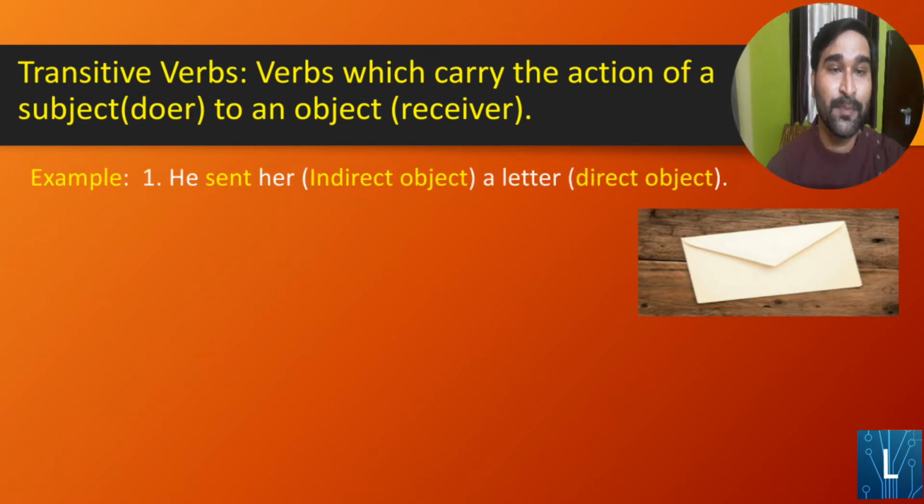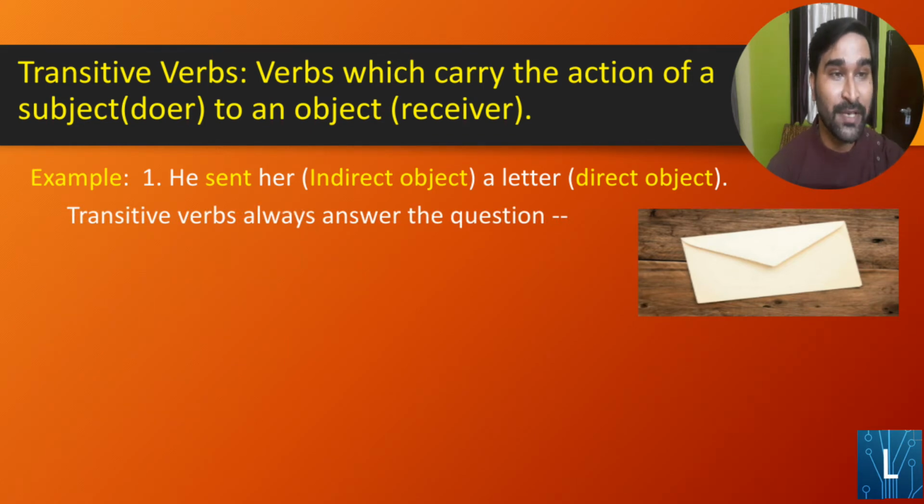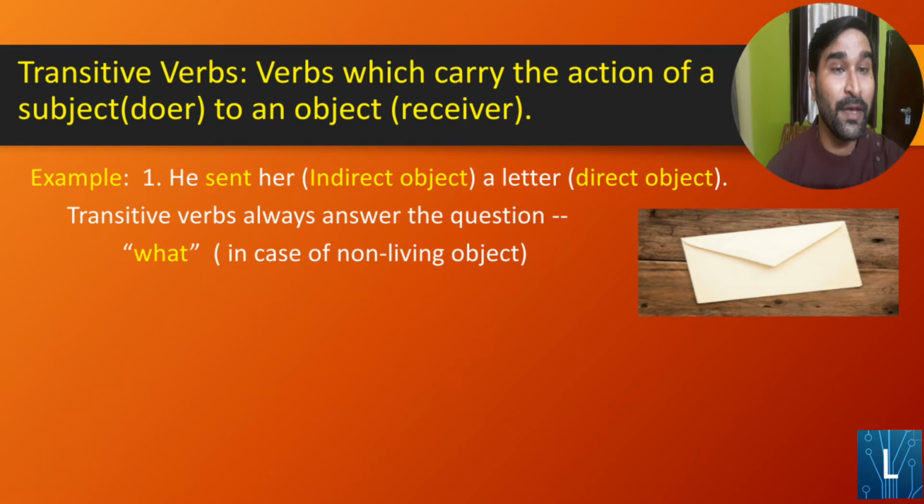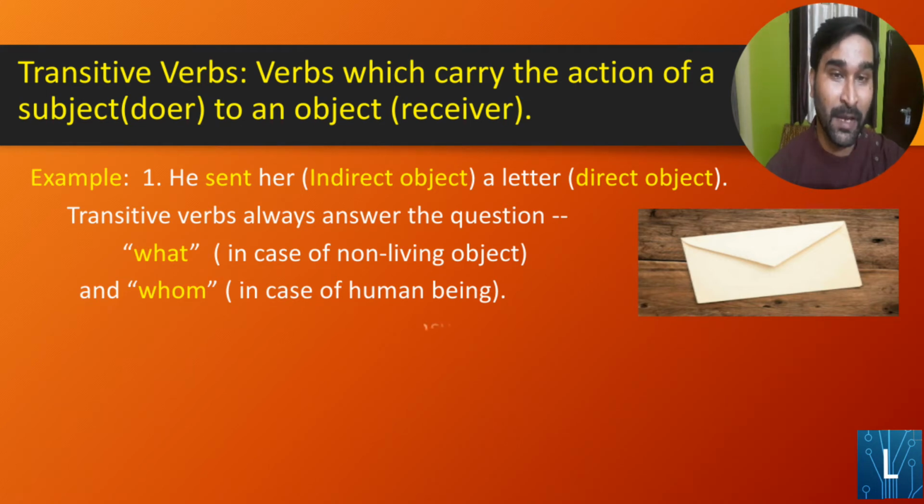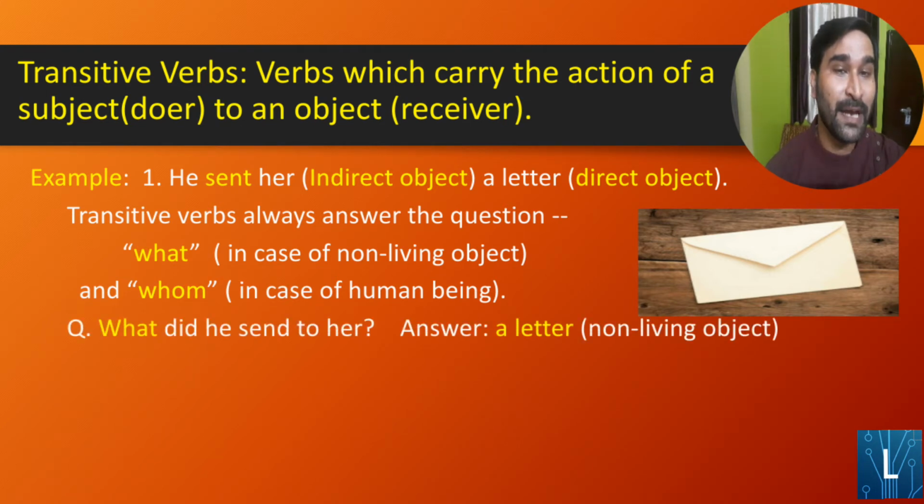Now, it is written that transitive verbs always answer the question what or whom. First, what, in case of a non-living object. And next, whom, in case of human beings only. Now we may put these two words to form a question. First, what did he send to her? Now are we getting an answer? Yes, that is a letter. In case of a non-living object, so it is the direct object.